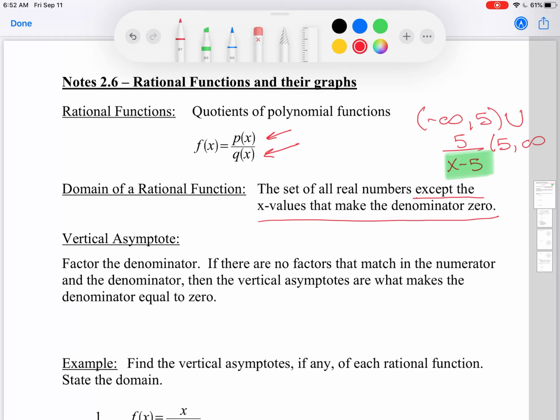And it's not letting me close off with parentheses there. And there we go. That's a big set of parentheses. Anyways, domain of a rational function.